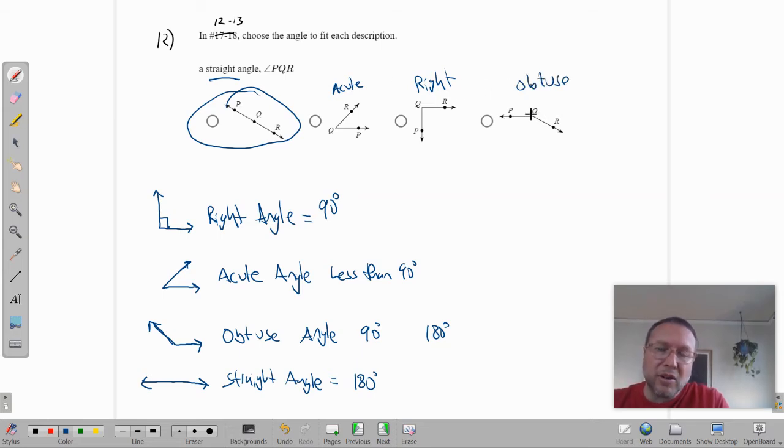Just a little extra practice there to make sure we got the idea. But the one we were looking for was straight. The only one that's a straight line would be that one. All right, so the next one, now that maybe we'll kind of do these two together.